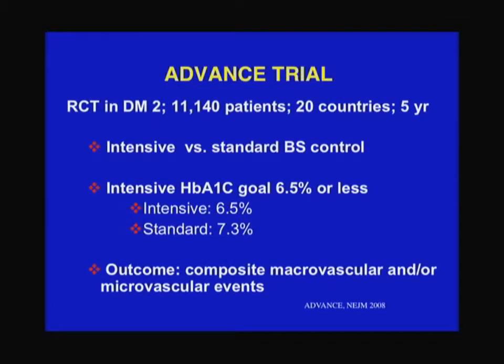It's led to some interesting changes in the way we think about this. So this one was called the ADVANCE study. It was a very large number of patients. It was intensive versus standard blood sugar control. In this case, the hemoglobin A1C, typically less than 6 or so is normal, 5.5. 6.5, remember, is diabetes. So the aggressive people, the people who believed in the tight control, wanted to normalize the hemoglobin A1C, and the control group was looser, was 7.3.